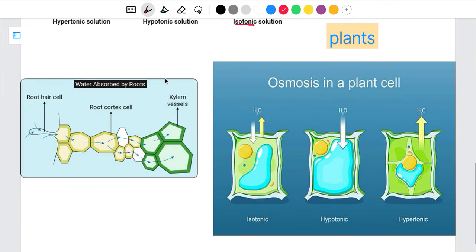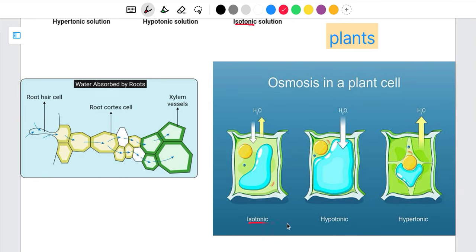And then when it comes to plants, you have to know the movement of substances, for example water from the ground to the leaves. So we have the root hair cell, we have the root cortex, we have the xylem, the one which transports water, and you remember it transports in one direction. Let's come to the plant.